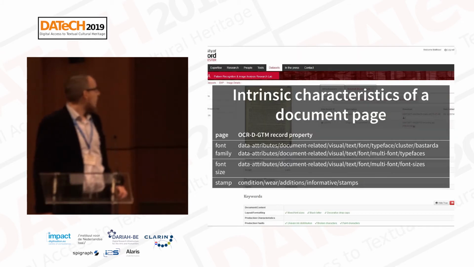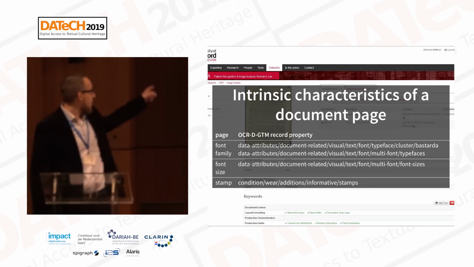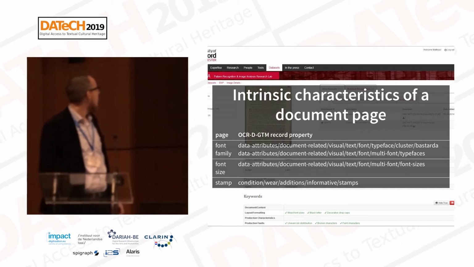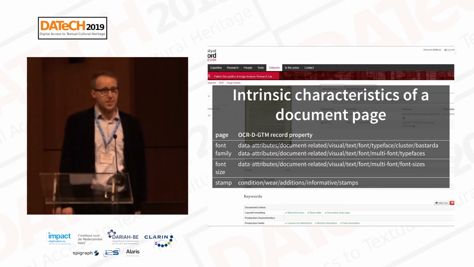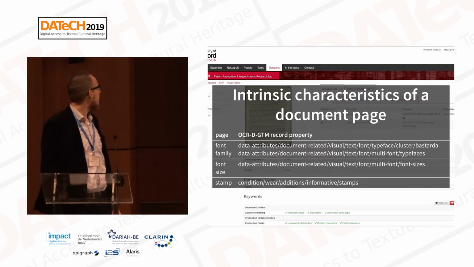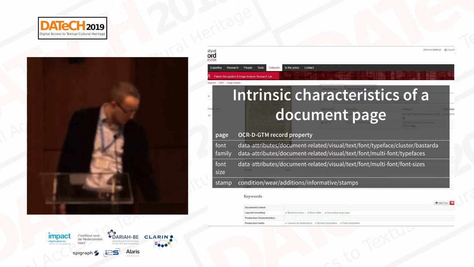Here's some examples for that. I won't write it down, but you see how comprehensive that is. So for example, here in the background, it's hard to see, but we have a page that uses a font from that Bastarda family of broken fonts, and it uses multiple typefaces on the same page. So that's interesting information for somebody who wants to train on it. It uses different font sizes, and it has a stamp on it. So this might be interesting.